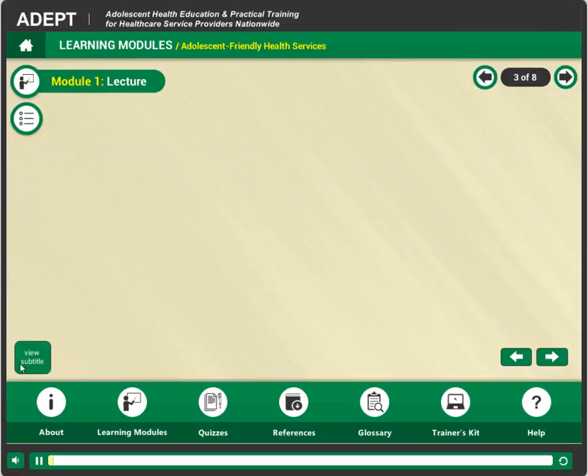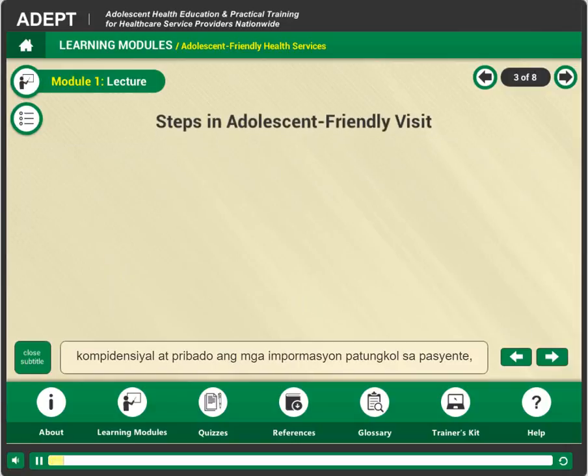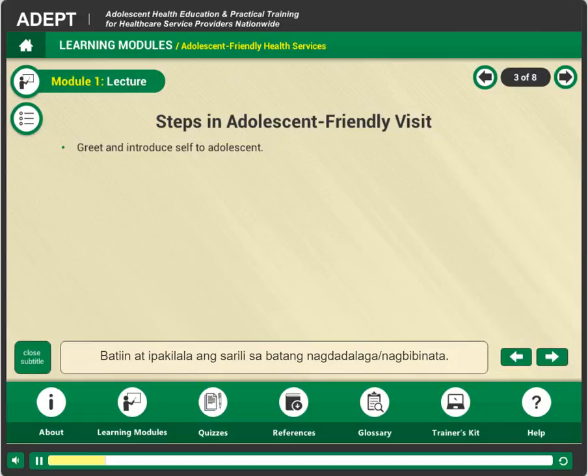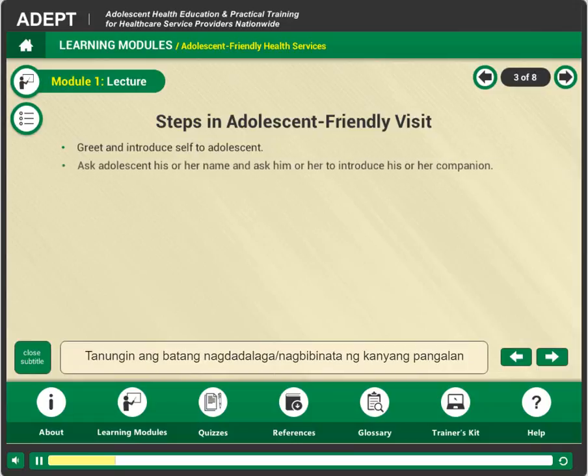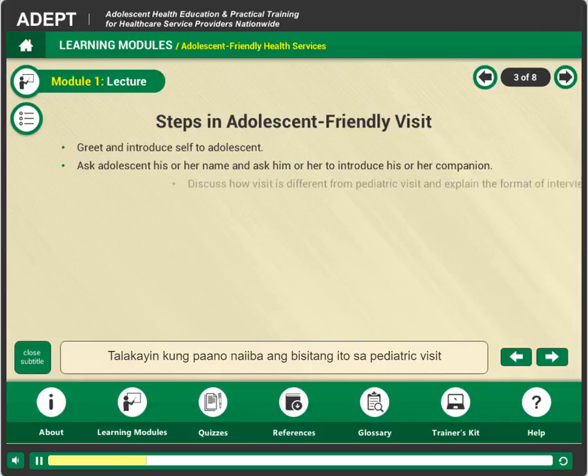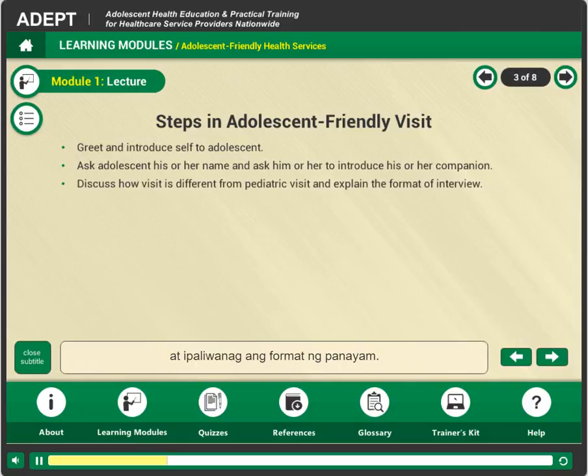Now that we already know how to keep the information confidential and private, here are the steps to keep in mind during an adolescent-friendly visit. Greet and introduce self to adolescent. Ask adolescent his or her name and ask him or her to introduce his or her companion. Discuss how visit is different from pediatric visit and explain the format of interview.